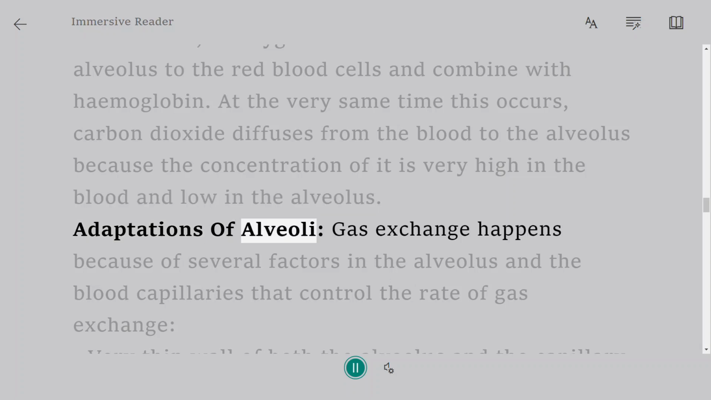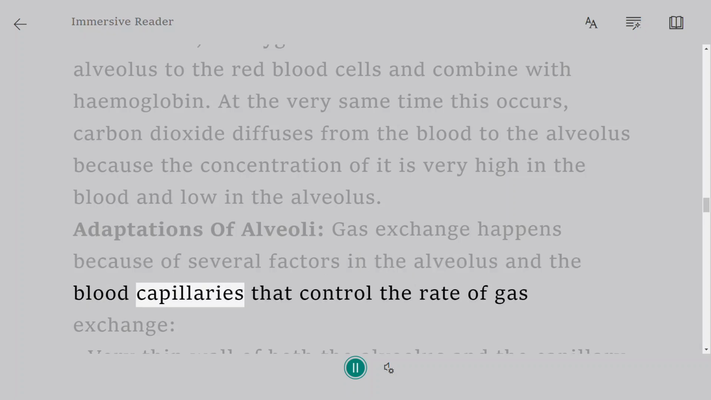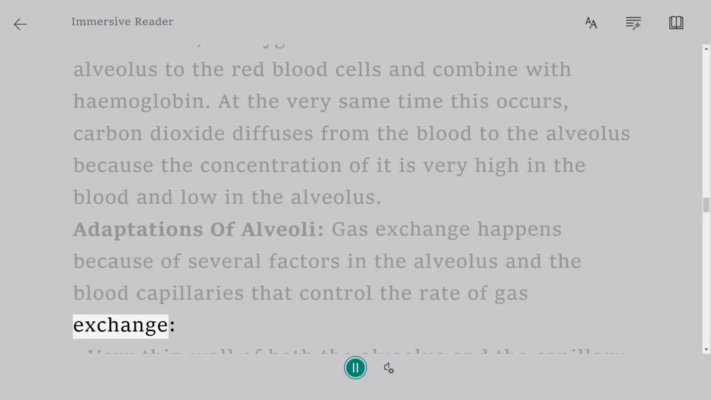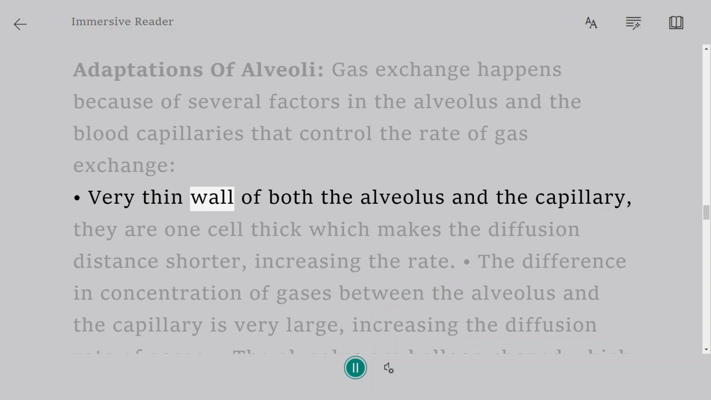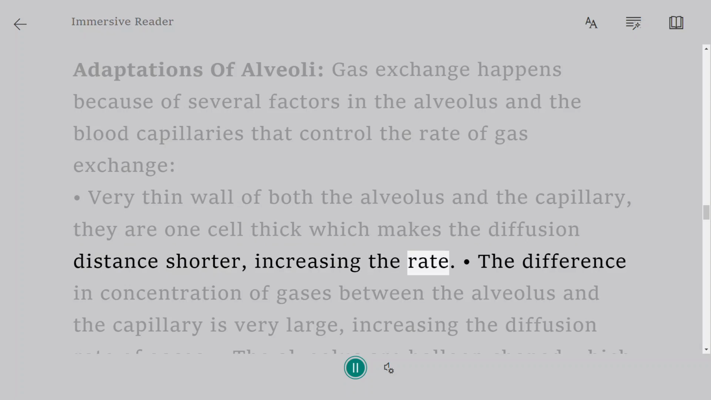Adaptations of alveoli: gas exchange happens because of several factors in the alveolus and the blood capillaries that control the rate of gas exchange. Very thin wall of both the alveolus and the capillary, they are one cell thick, which makes the diffusion distance shorter, increasing the rate.